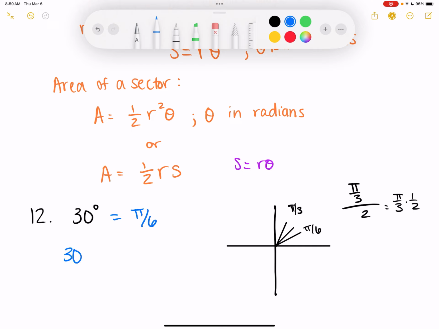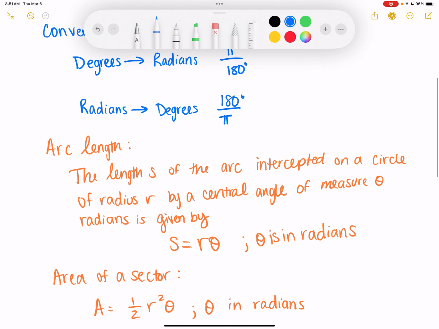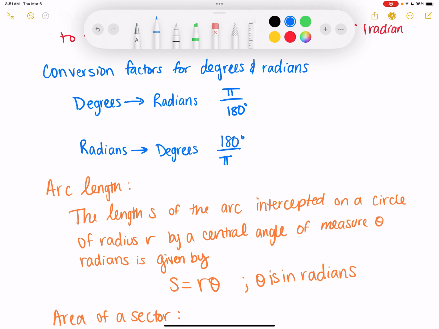I'm sure you've done these in science before, but I do like the T-chart thing. So I use that conversion factor up here. I'm going degrees to radians, so that means pi needs to be on top because I want the degrees to cancel. So it'll be pi over 180. Goes here.